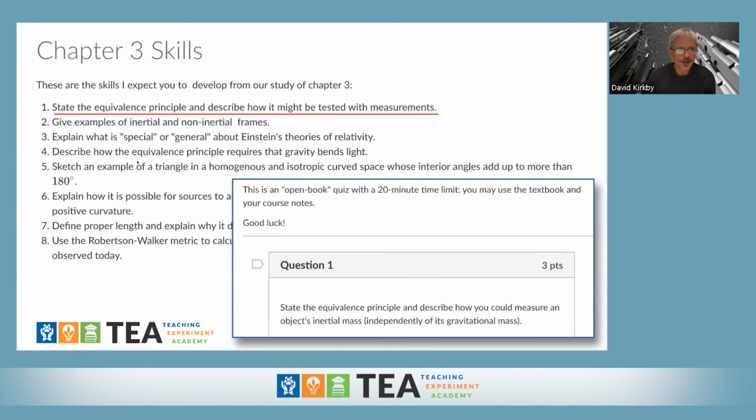So then we have a quiz, and here's, for example, the quiz that goes with this chapter. The quizzes are actually open book. The first question ties directly to this learning outcome I underlined in red: state the equivalence principle and describe how you could measure an object's inertial mass. So it's just a minor variation on exactly what was stated in the skill. The students learned over the course of the quarter that if they read these learning outcomes carefully, they could tell whether they had mastered them before the quiz, and really knew whether they were prepared and making progress as I had defined it.